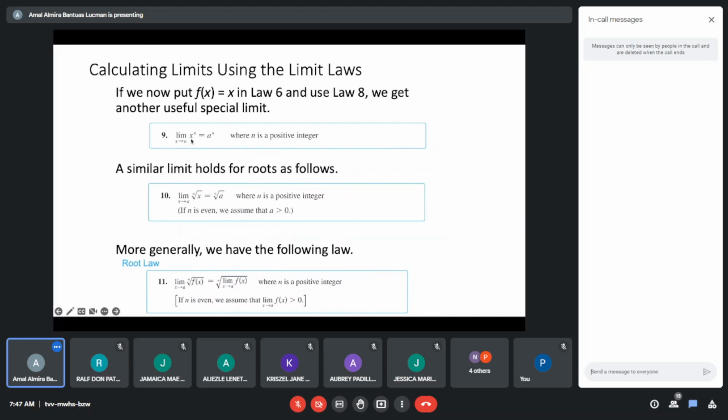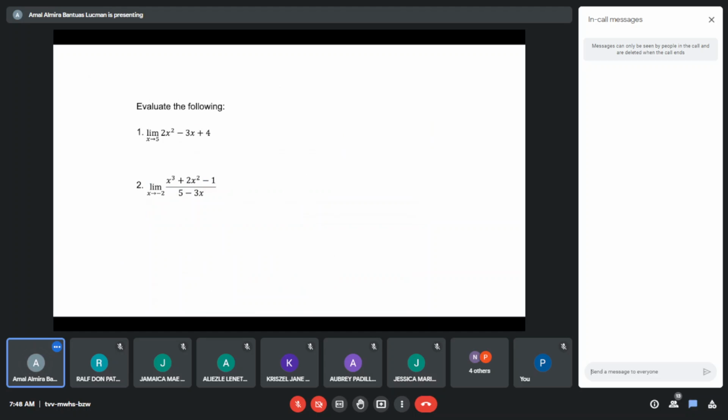So we also have this one. The limit of x raised to n as x approaches a is just equal to a raised to n. This is a combination of limit laws 6 and 7. Then, the limit of the nth root of x as x approaches a is just equal to the nth root of a. It's just the application of this. So generally, the root law, this is x, it can also apply to a function in general. The limit of the nth root of f of x as x approaches a is just equal to the nth root of the limit of the function as x approaches a. So be careful if n is even. Let us assume that our function f of x should be greater than 0 for it to have a value, because if it is less than 0, it is not defined.